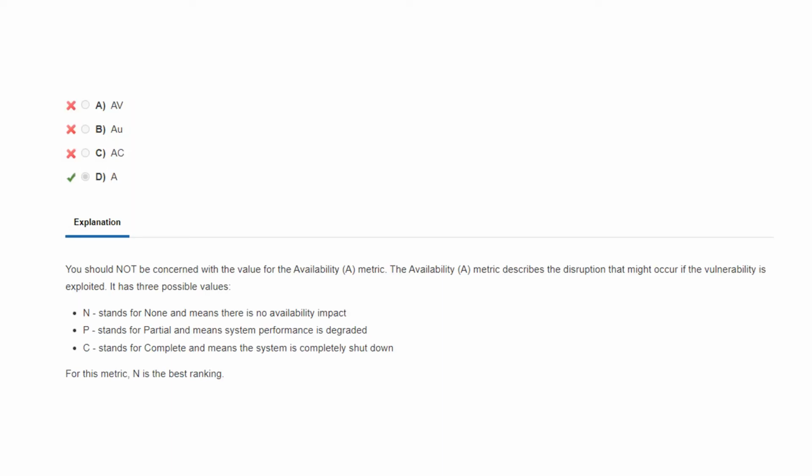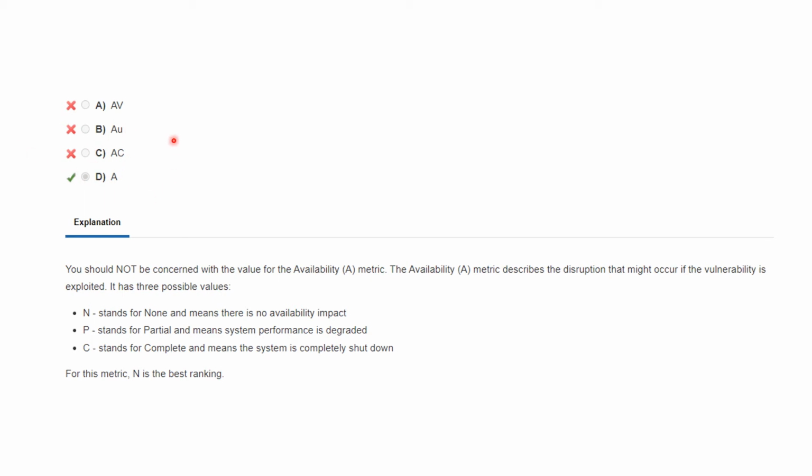The correct answer here is A. So you should not be concerned with the value for the availability metric. The availability A metric describes the disruption that might occur if the vulnerability is exploited, and it has three possible values. N, which stands for none, means that there is no availability impact. P stands for partial, meaning the system performance is degraded. And C stands for complete, and it means that the system is completely shut down. And for this metric, N is the best ranking.